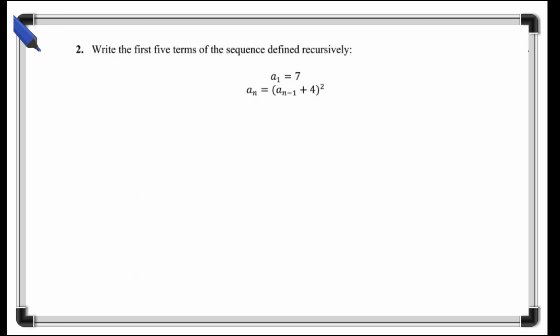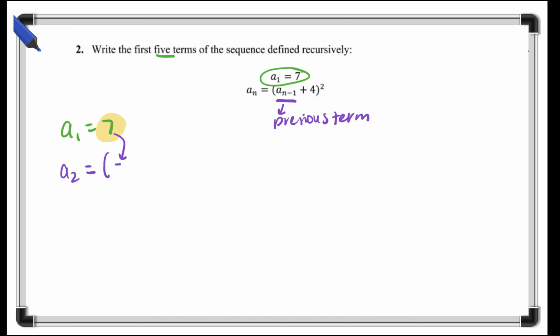All right, so here we're again going to write our first 5 terms. We know our first term, our A sub 1, is 7. Now, when we do this question, because you see this A sub n minus 1, that means you're going to use the previous term, not the number of the term, but the answer. So when you're trying to find A sub 2, wherever you see that A sub 1, you take that 7 and plug it in, then add 4 and square it, so that'll give you 121.